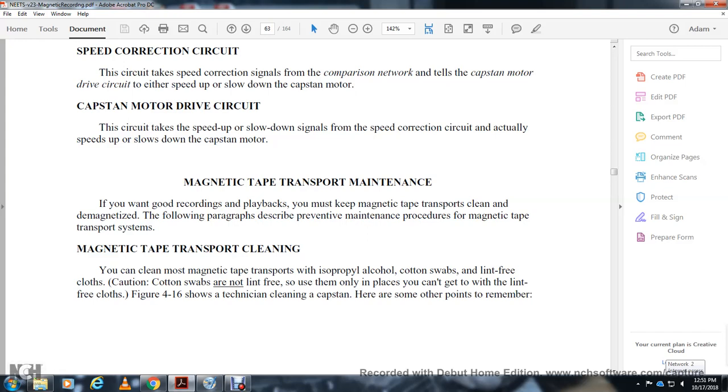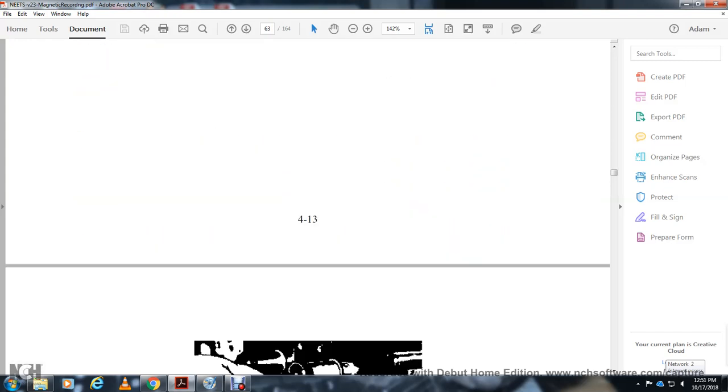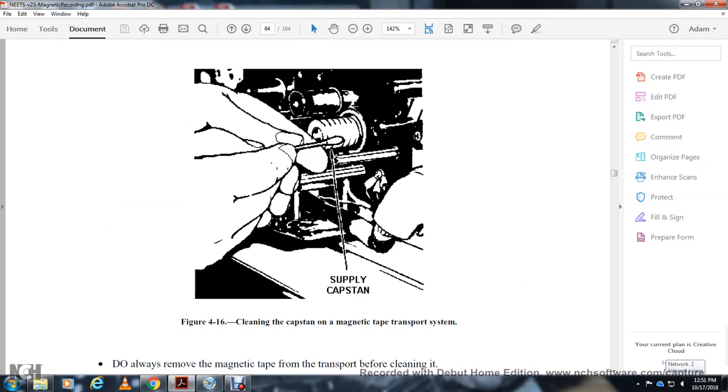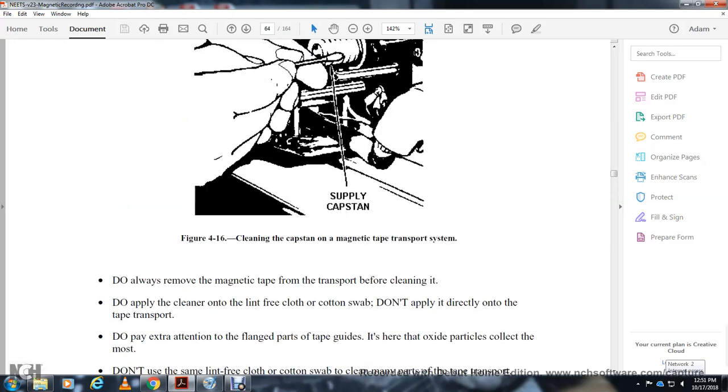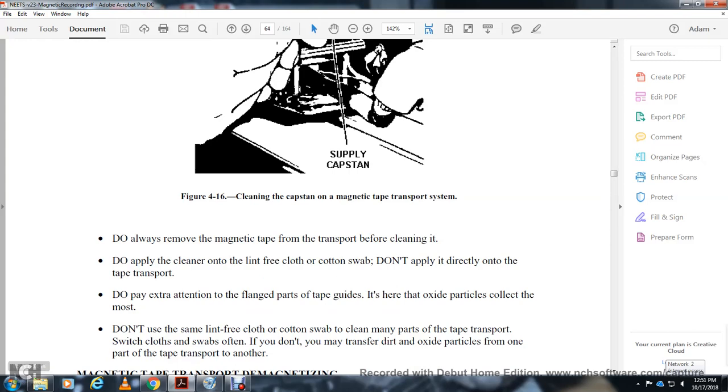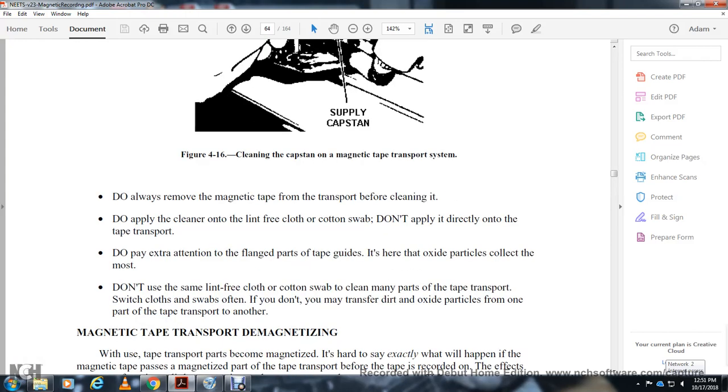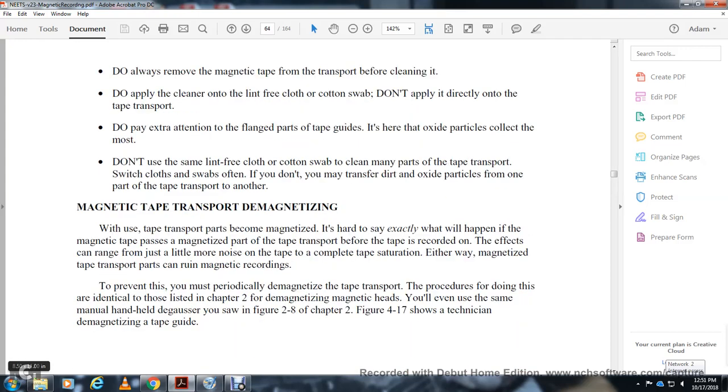Here are some technical points to remember on cleaning the capstan and the supply side of the magnetic tape transport. Always remove the magnetic tape from the transport before cleaning. Do not apply the alcohol directly onto the tape transport; apply it to the lint free cloth or cotton swab. Do pay extra attention to the flanges and tape guides, where oxide particles collect the most. Use the same lint free cloth or cotton swab to clean most parts of the tape transport. Replace the cloth or swabs often; if you don't, they may transfer oxide particles from one part of the tape transport to another.